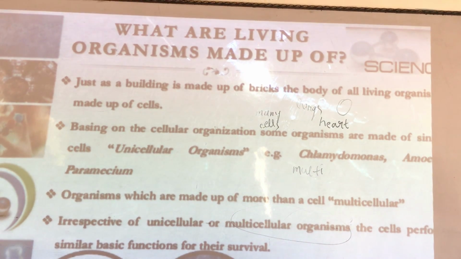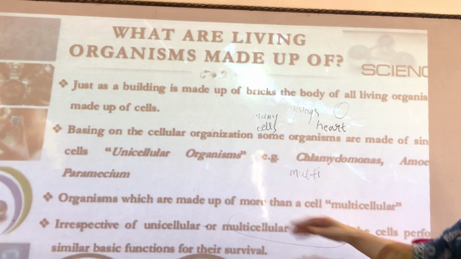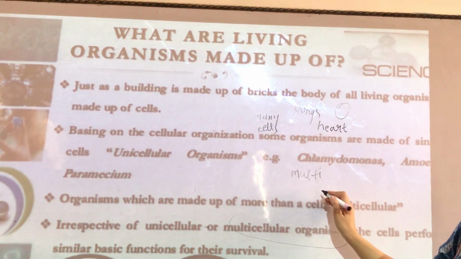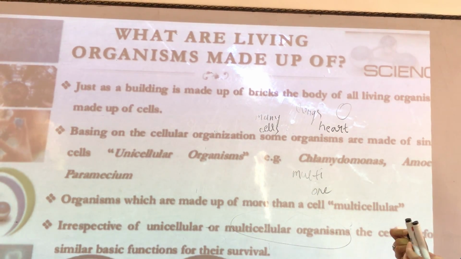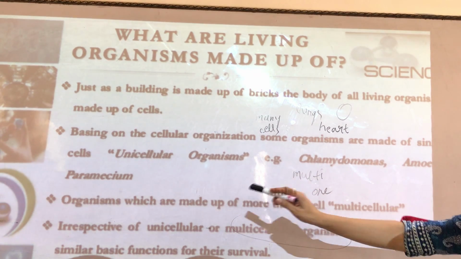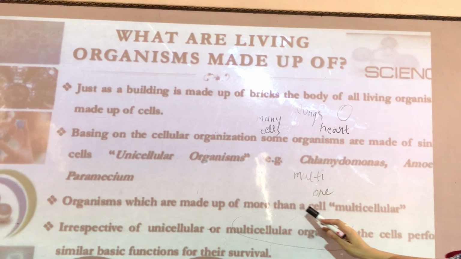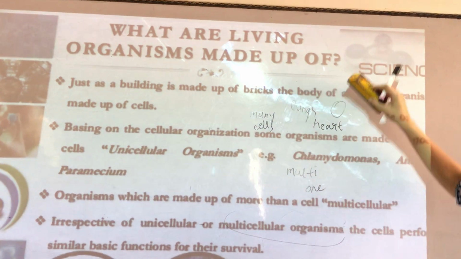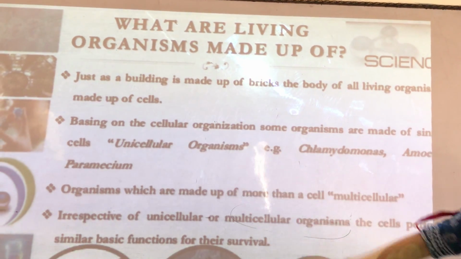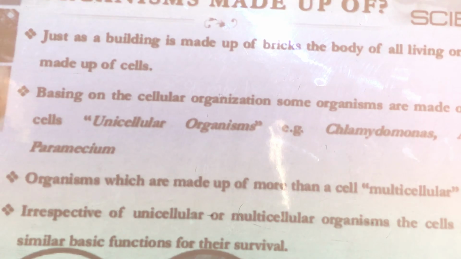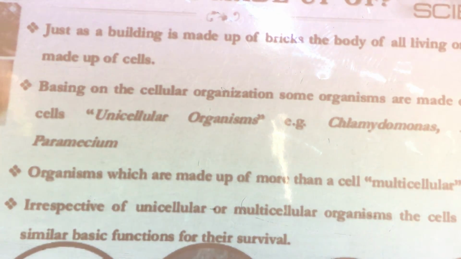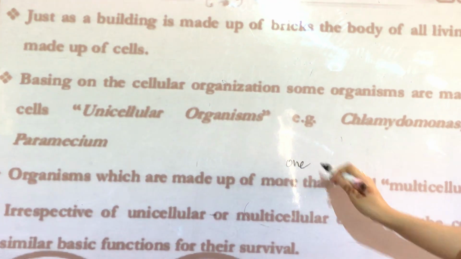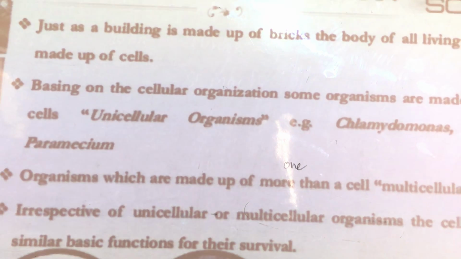Whereas there are a few organisms which are made up of only one cell, so they are called unicellular organisms. Organisms which are made up of more than one cell are called multicellular. What are they called? They are called multicellular. And organisms which are made up of one cell are called unicellular.